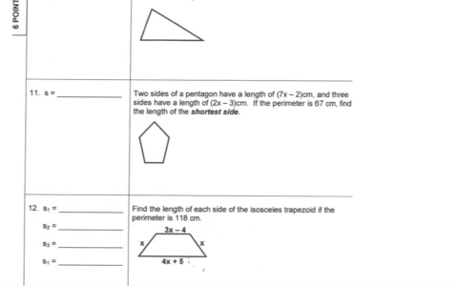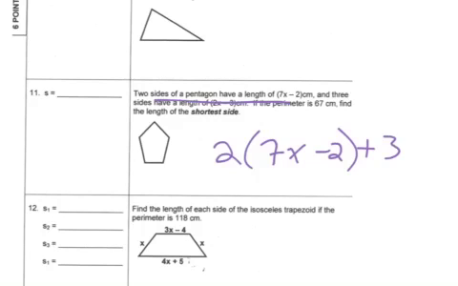This one, in order to set it up properly, you say two sides have a length of 7x minus 2, and three sides have a length of 2x minus 3. Sorry, I ran out of room there. That's in parentheses. And so when you do this correctly, 67 is what the total would have been. We would have solved for x, getting x is equal to 4.